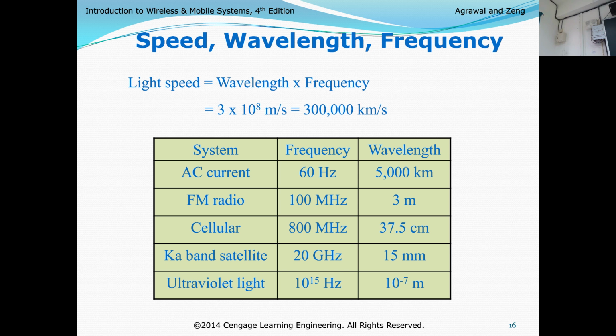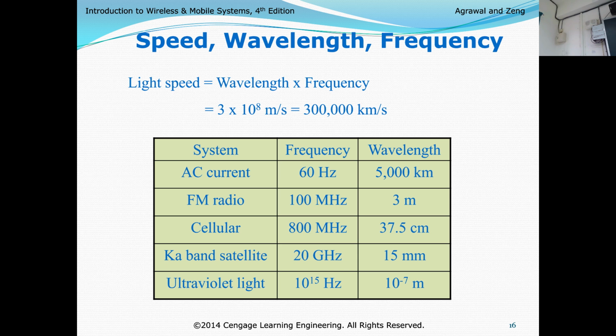FM radio is EM wave, cellular is EM wave, KA and satellite, and ultraviolet light, they are all EM waves. Because of the common feature, we can fit the formula: speed equals wavelength multiplied by frequency. So you can check AC current, what's the frequency? Based on the formula, we can map it to the wavelength here.